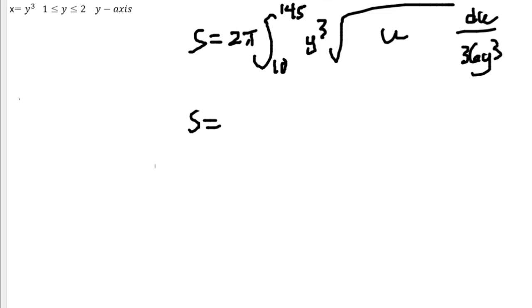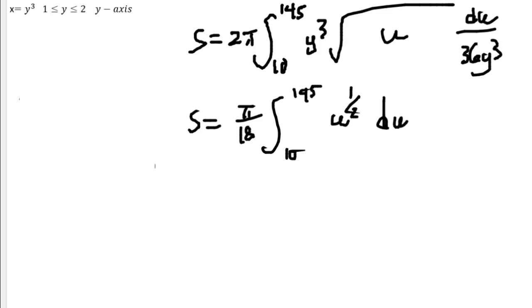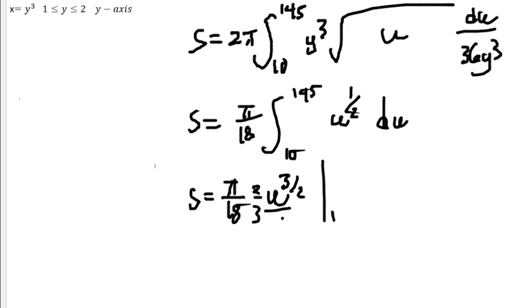Now we can just cancel the y cubed. So we got pi over 18. We just simplify it. We got 10 to 145, u raised to the 1 half du, and we get s equals pi over 18. We already know the pattern. That's going to be u raised to the 3 over 2, with 2/3 here. I'm just going to integrate it from 10 to 145, to find the value from 10 to 145.